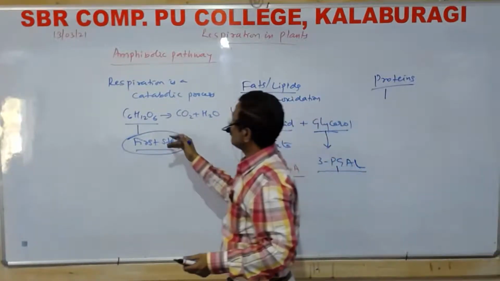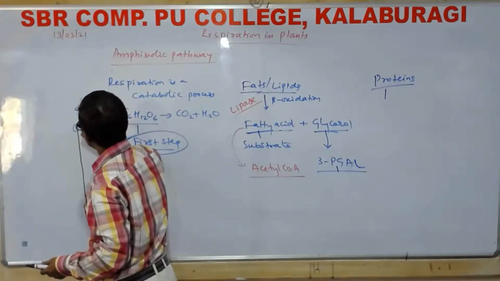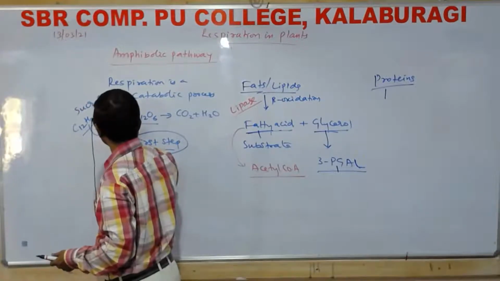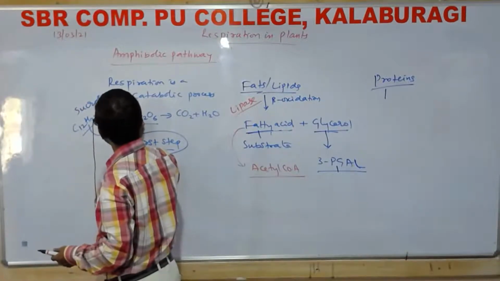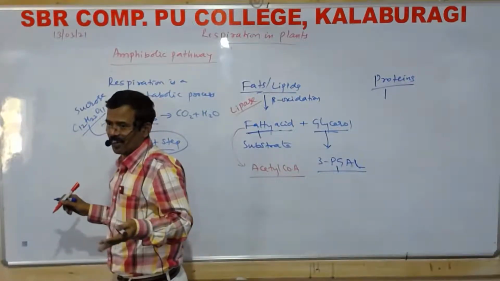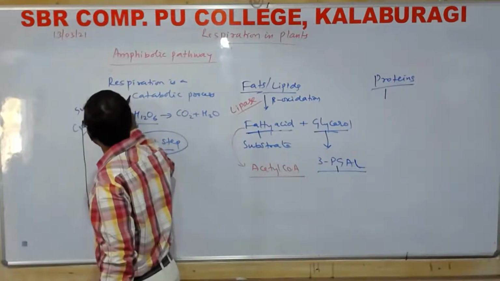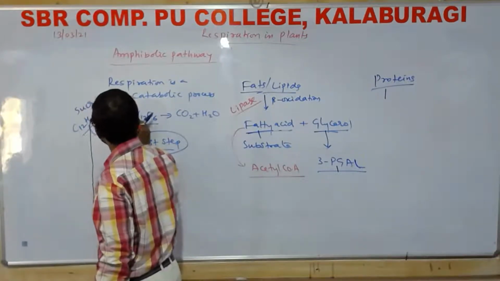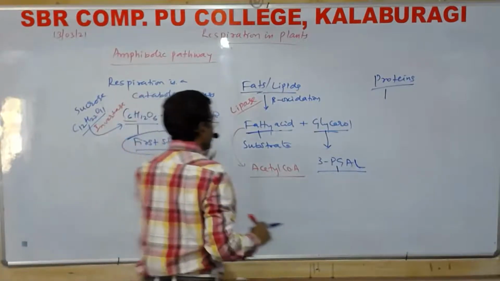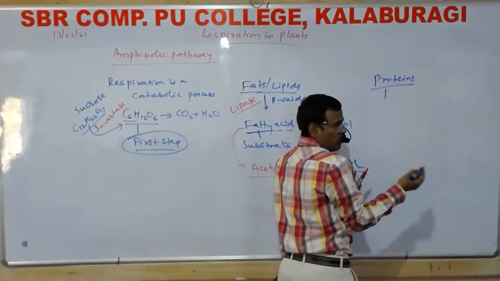So usually, if sucrose is there, sucrose is C12H22O11. This will undergo hydrolysis. When it undergoes hydrolysis, you will get glucose. Okay, so this is broken down. Usually, which enzyme will you say? Invertase. This is invertase. Sucrose is broken down into glucose and fructose by invertase. So here lipase. So proteins can be converted into simple monomeric units.